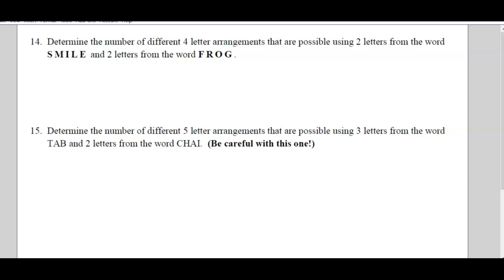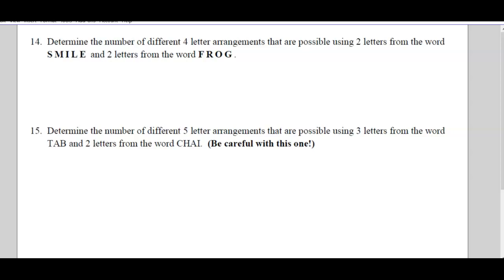All right. So this is a little bit of a combination of permutation and combination. So, combination, no pun intended, of the two types of questions. It says determine the number of different 4-letter arrangements. So that's a permutation, right? You're going to arrange the letters.